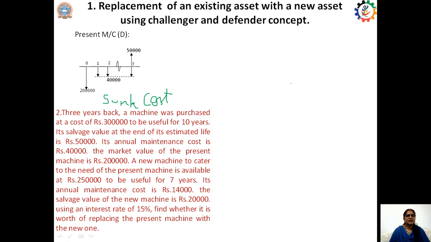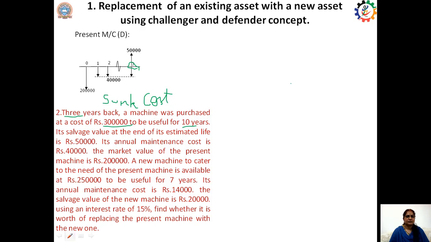So 3 years back should be subtracted from the useful life of 10 years. 10 minus 3 is 7. That is why the life is 7. Next, 3 lakh is the cost actually, but let us see further why this 2 lakh is considered. It's a salvage value. Disposal value is 50,000.